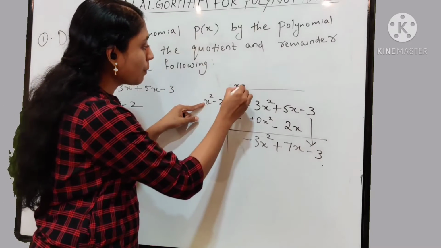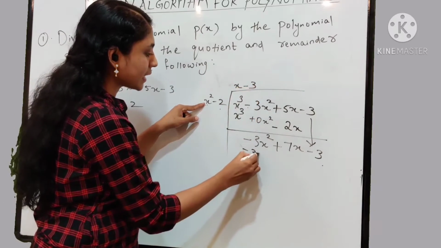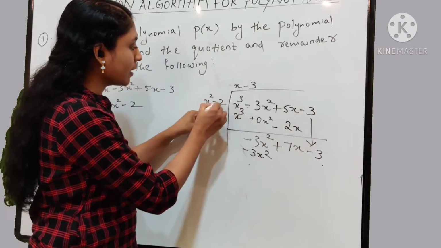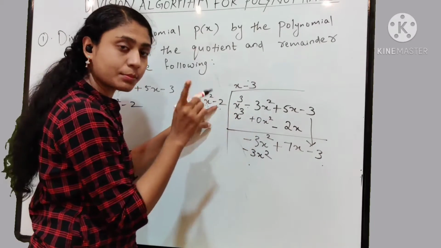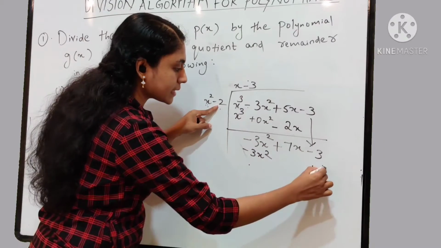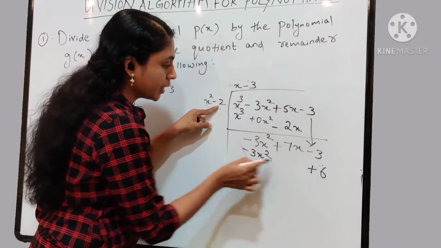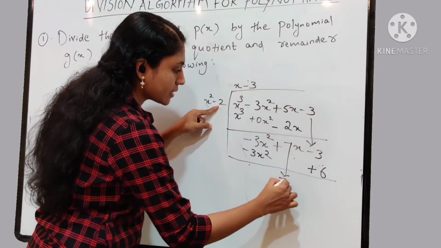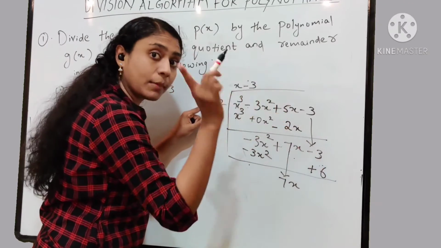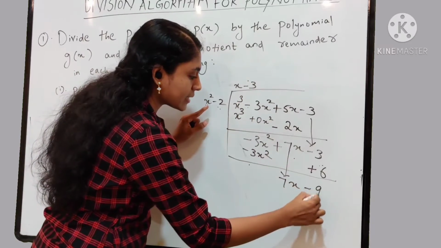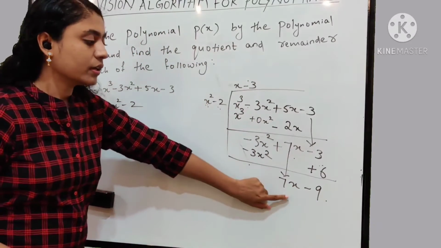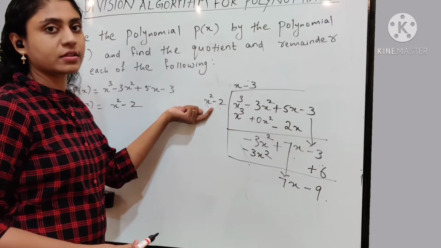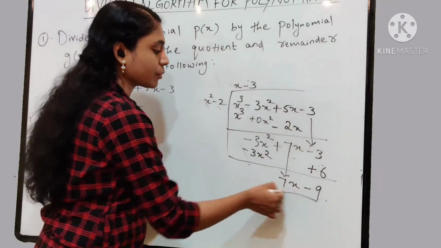X square into minus 3 is minus 3x square. Then minus 2 into minus 3 is plus 6. It's a constant term, plus 6. So write it under the constant term. Here the x term is 0. Now 7x. Then minus 3 minus 6 becomes minus 9. Now look, the degree of the remainder is less than the degree of the divisor. So we have to stop the division process.